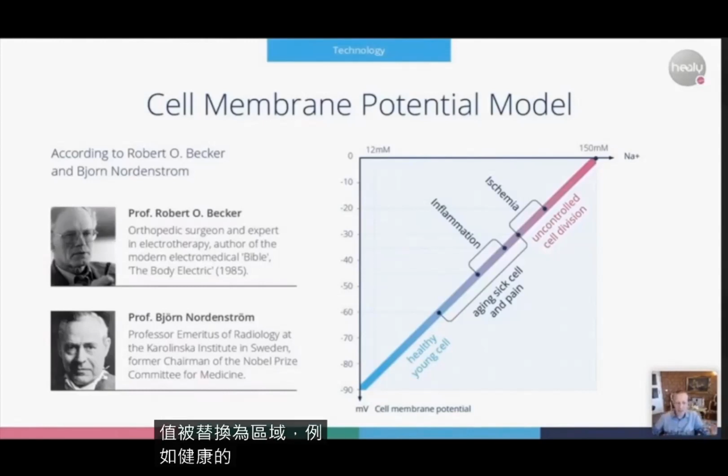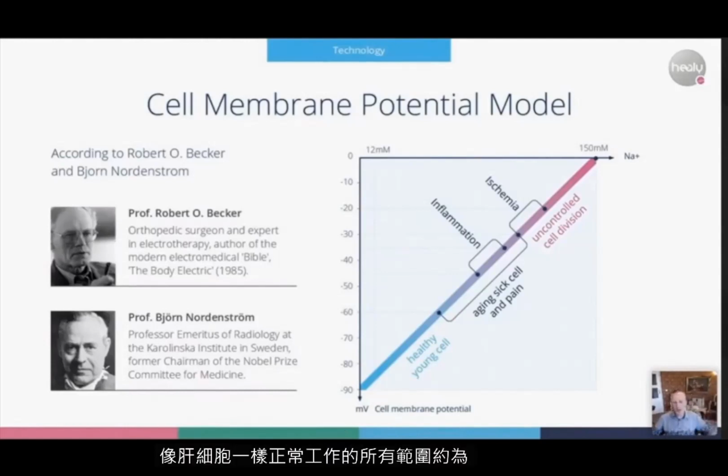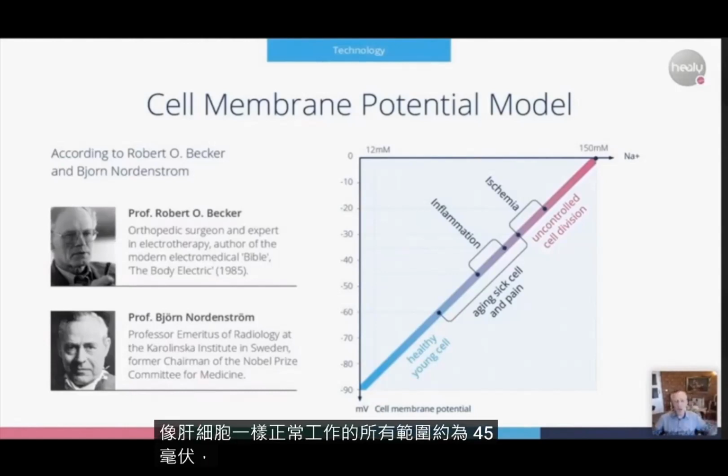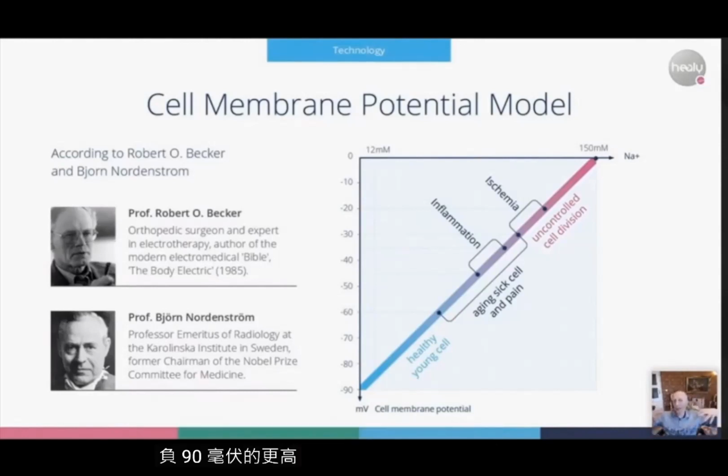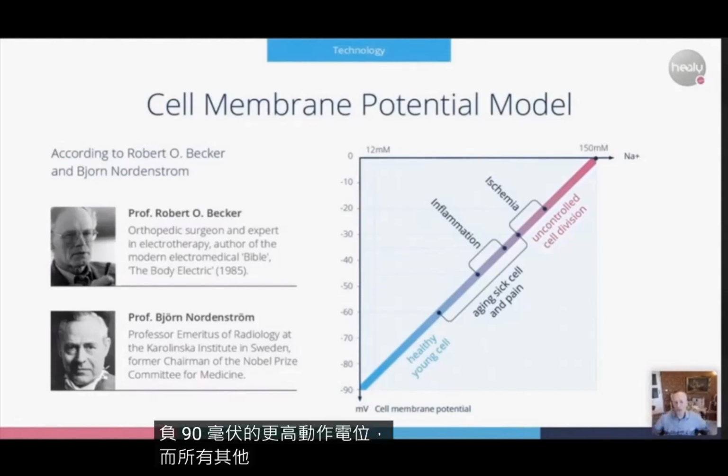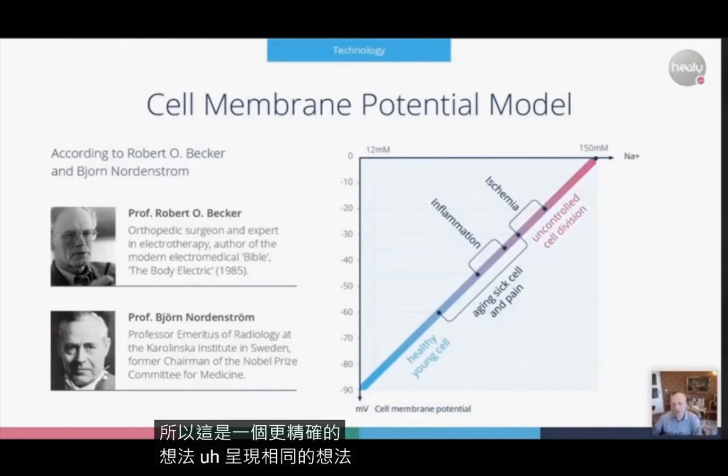For example, the healthy young cell starts at minus 90 millivolt and goes up to minus 45 millivolt. So that's the whole range in which the healthy young cell can operate. Like a liver cell normally is around minus 45 millivolt, whereas a muscle cell needs a higher action potential of minus 90 millivolt, and all the other cells are in between. So this is a more precise presentation of the same idea.